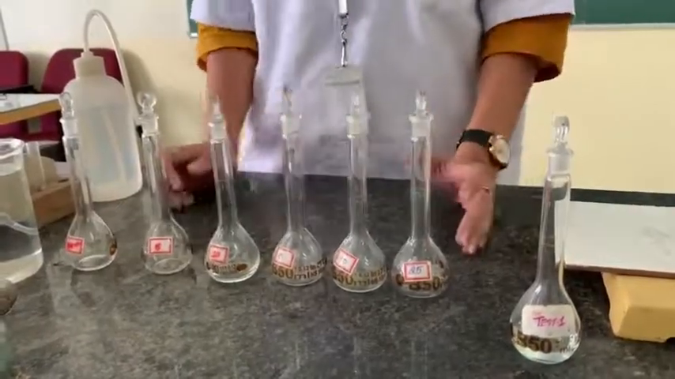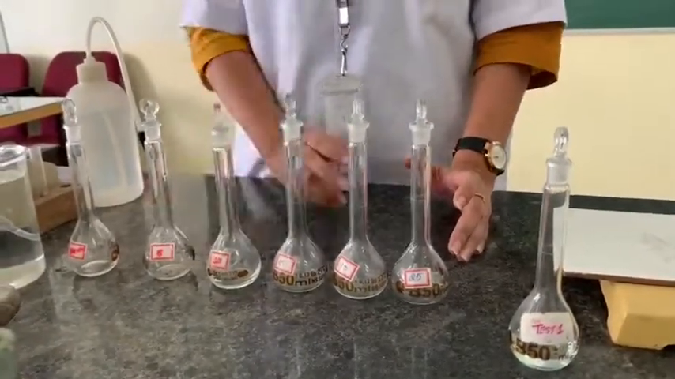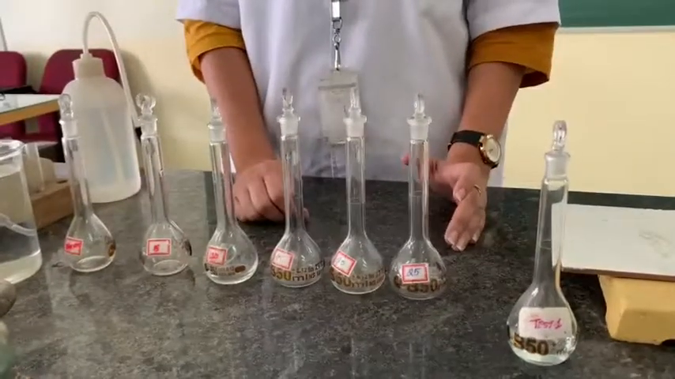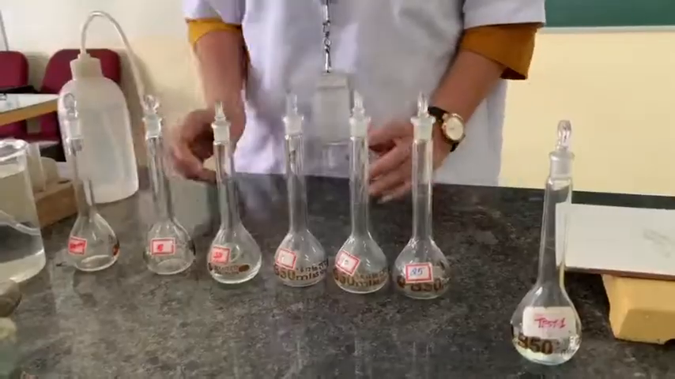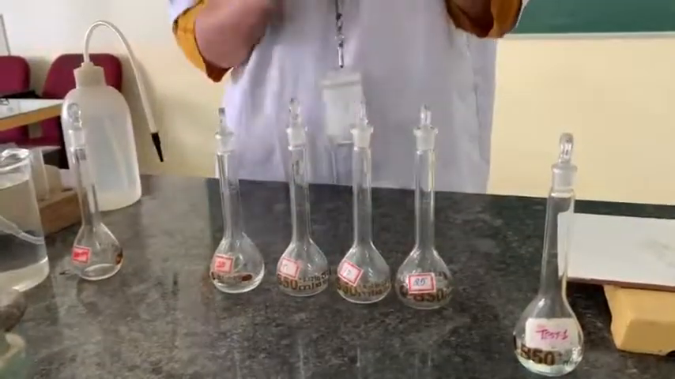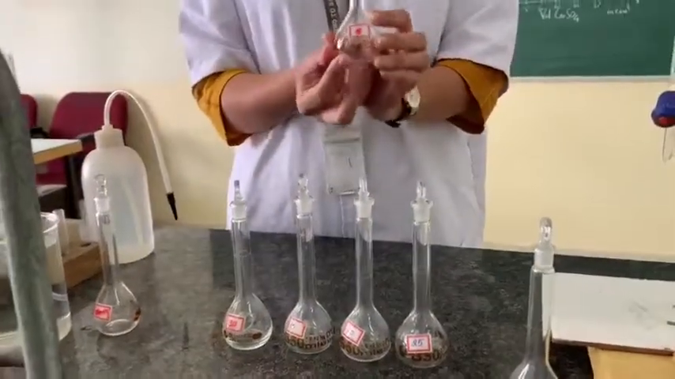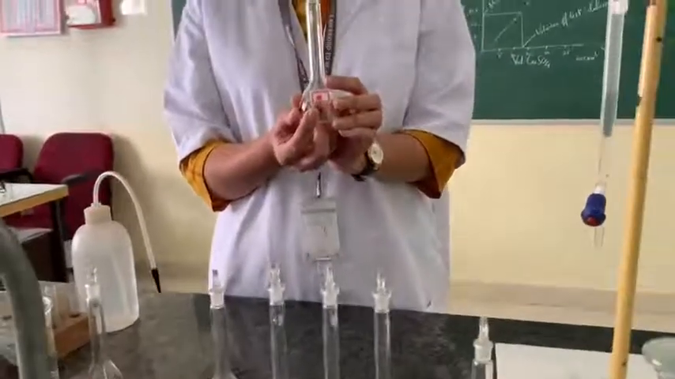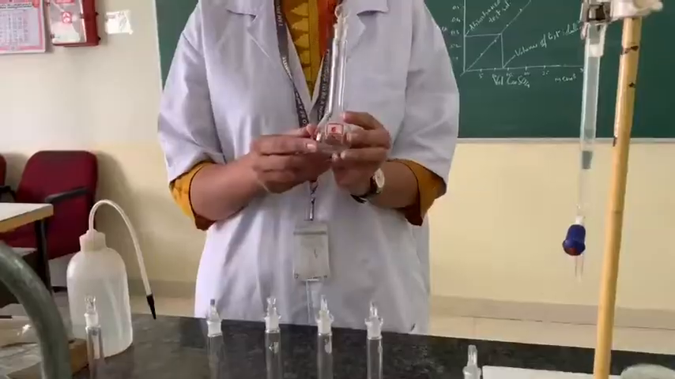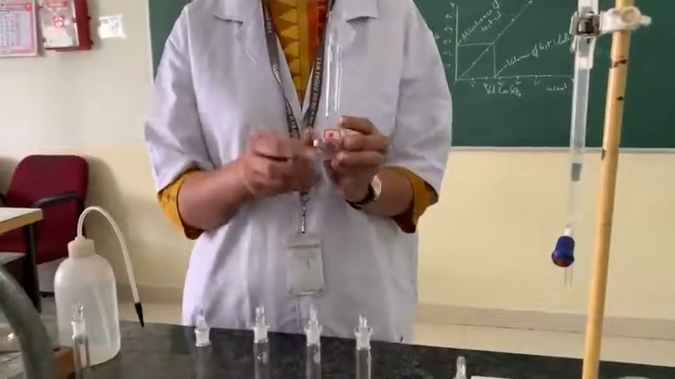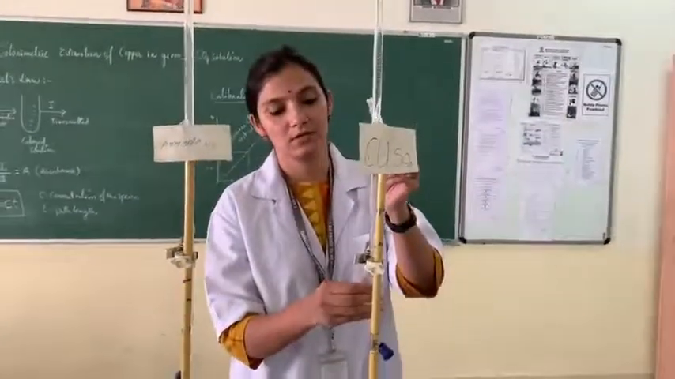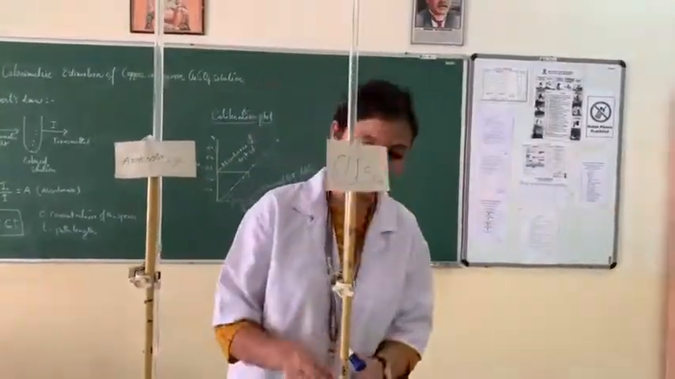Now the first part of this experiment is to prepare the series of standard solutions so that we can estimate the concentration of the unknown copper sulfate solution. Let's start. Let me show you how to prepare the solution marked as 5. This 5 represents that you need to add 5 ml of copper sulfate solution in this volumetric flask, and then 5 ml of ammonia into it, and the rest is water. So let me show you how to prepare this solution.